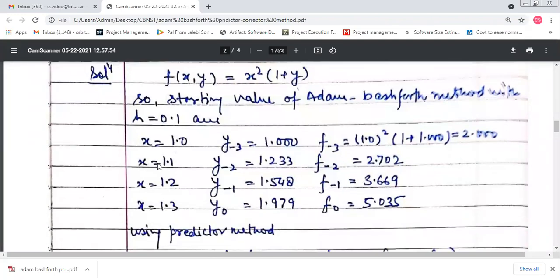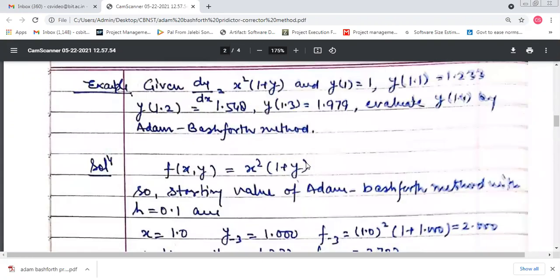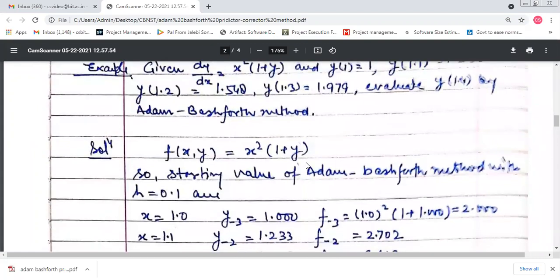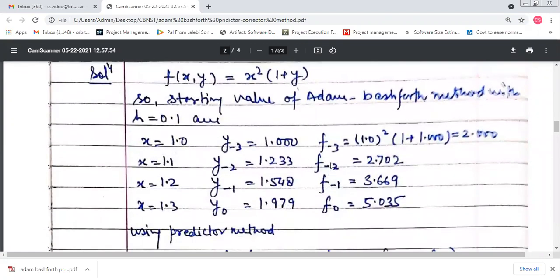Similarly, when x was 1.1, and the corresponding y is considered as y minus 2, it is 1.233. It is given in the problem. And f minus 2 you can calculate by putting the value of x as 1.1 and the value of y as 1.233. So we will be getting 2.702.